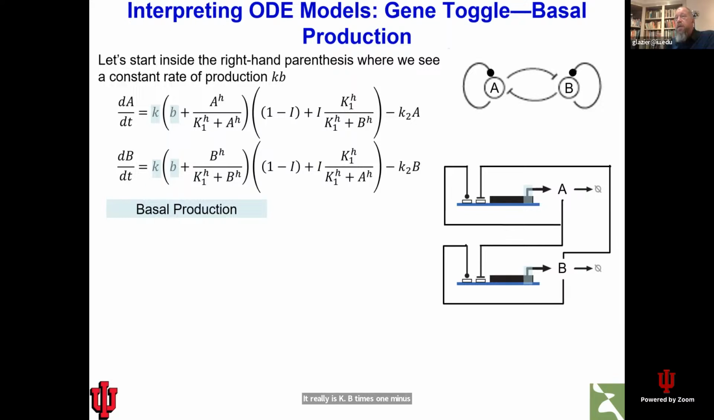And that means that as long as I is not 1 and B is not 0, there's always some production of A and B, no matter what's happening. And so that represents basal production. And that would be true always in these kinds of gene regulatory networks. You wouldn't necessarily expect basal production in a signaling network. So that represents this arrow, part of it, effectively this arrow here.